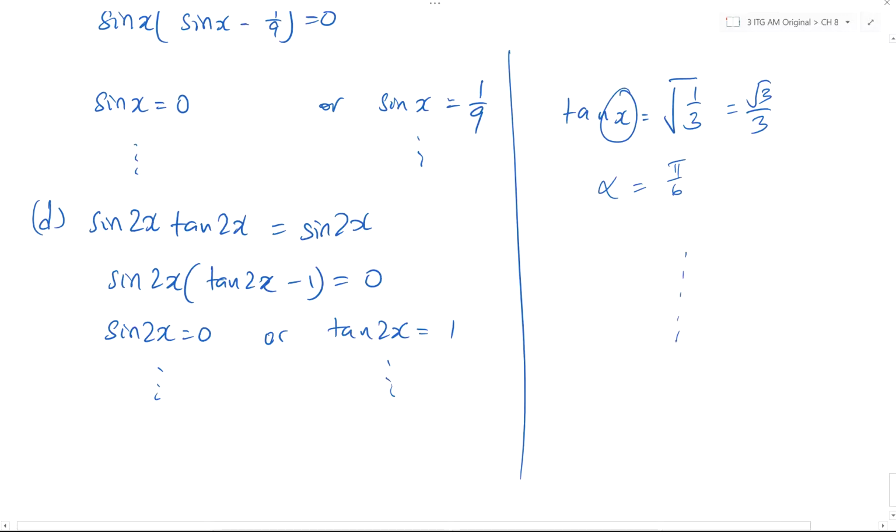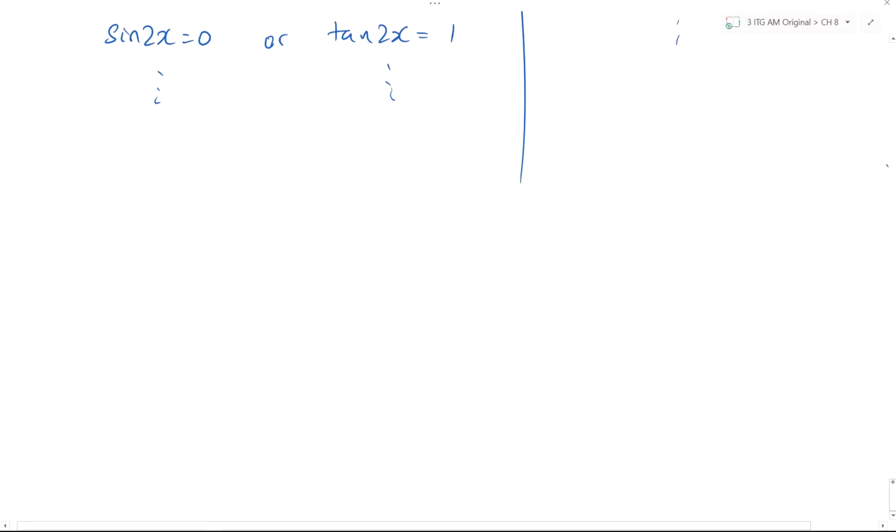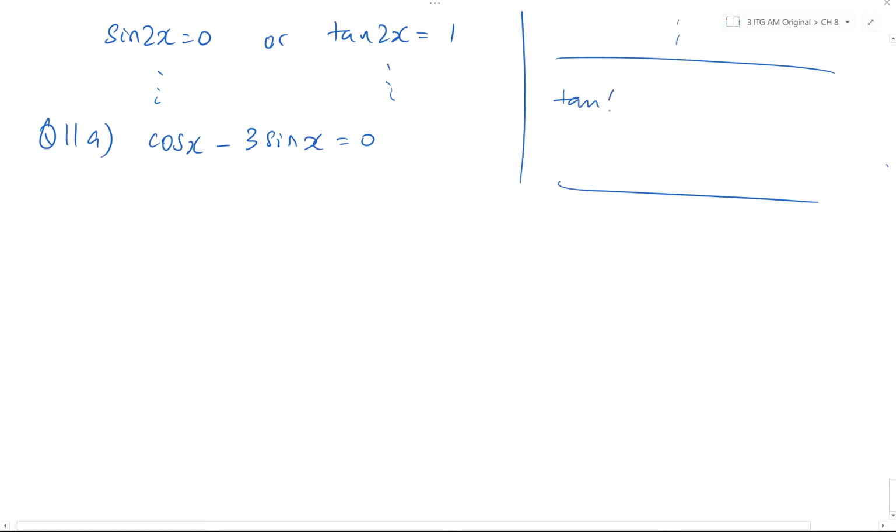Okay, back to the textbook, question 11 now. Question 11a. Cosine x minus 3 sine x equals to 0. What is the relationship between cosine, sine, and tangent? Sine over cosine is tangent. Okay, tangent theta is sine theta over cosine theta. So you need to know this one. This relationship is very useful.